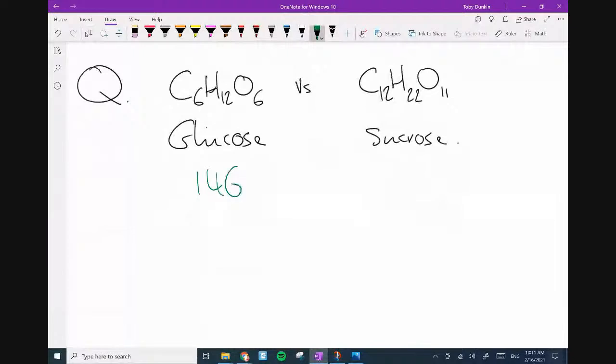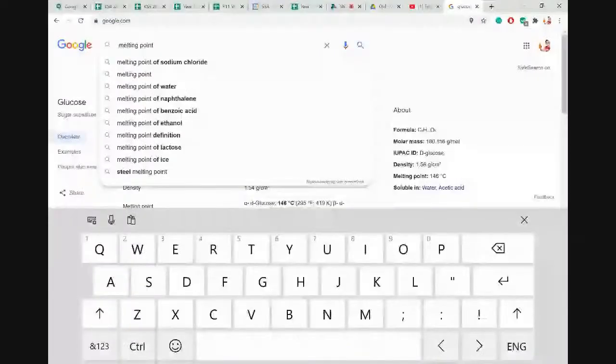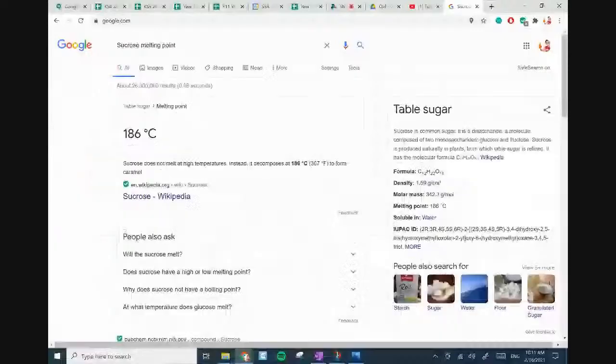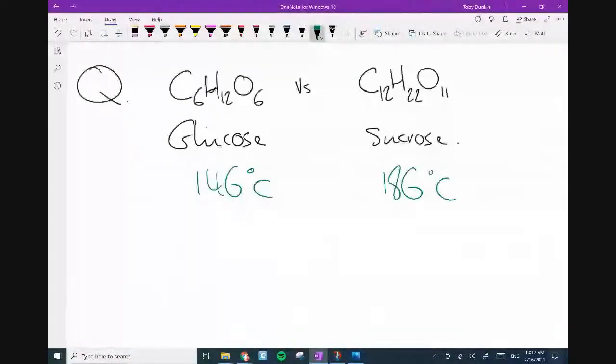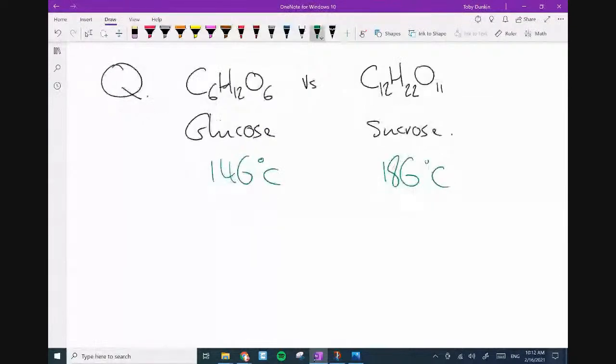Let's do now sucrose. So 186. It's higher. There you go. The bigger the molecule, the stronger the IMFs, the more energy needed to break them.